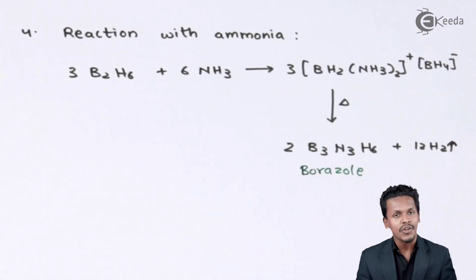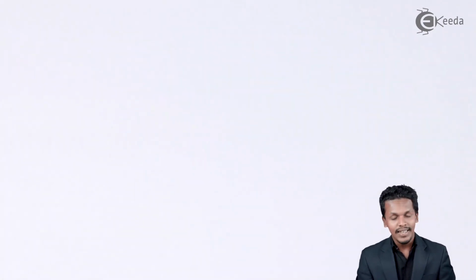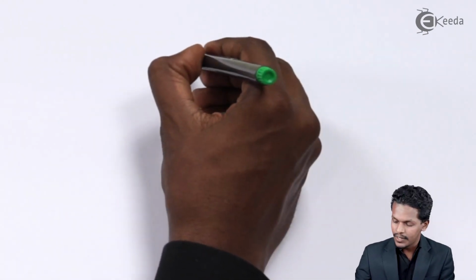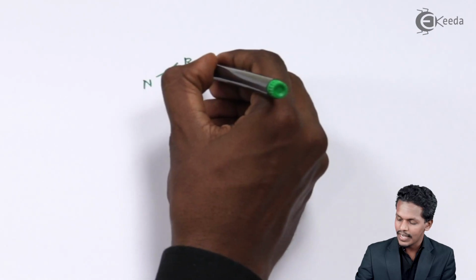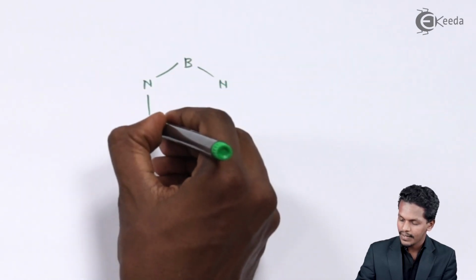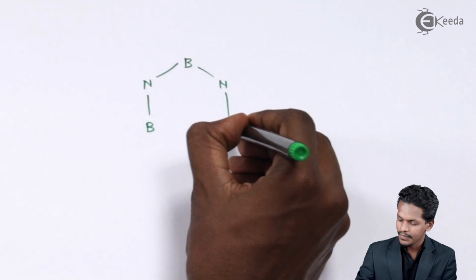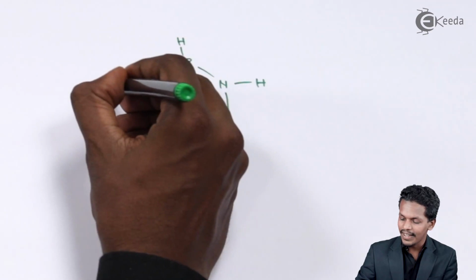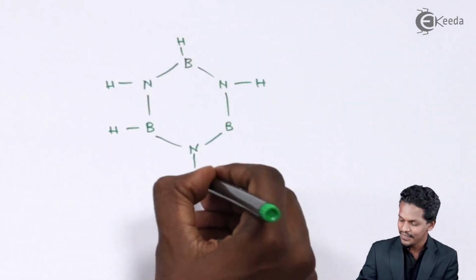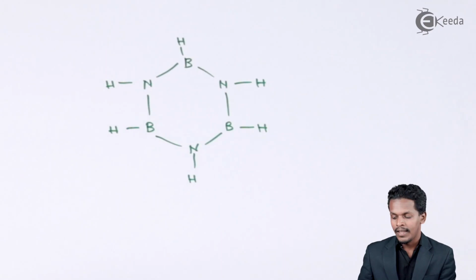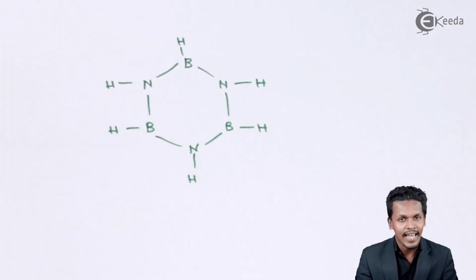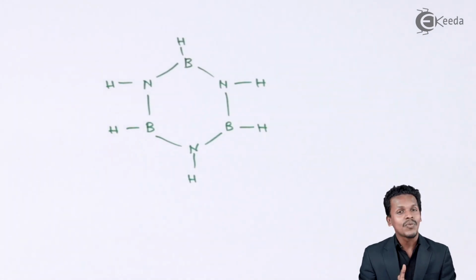And talking about the structure of borazole, it is very simple, and it closely resembles that of benzene, and since we have 3 boron atoms, this is the structure that I am talking about. So it is very much resembling the organic compound benzene. So that's it. This is what the different chemical properties of diborane were, and this is what I wanted to talk about.